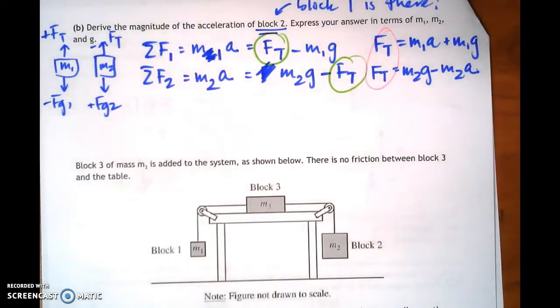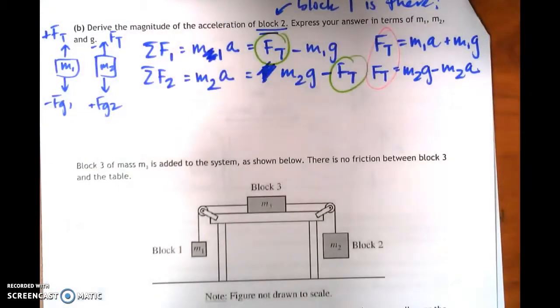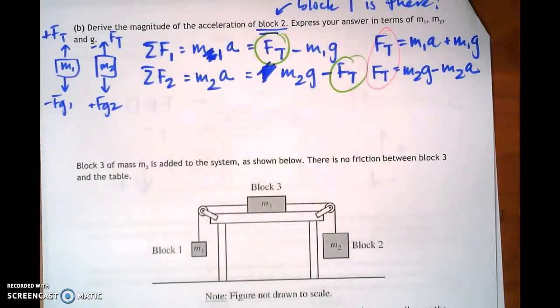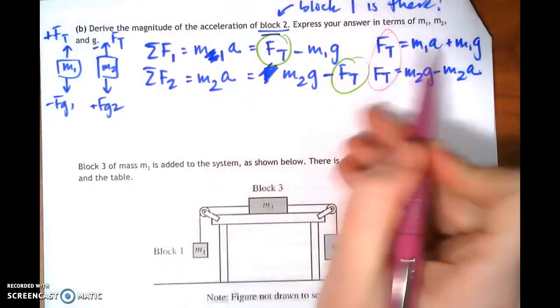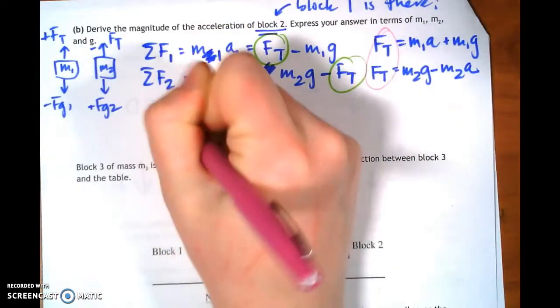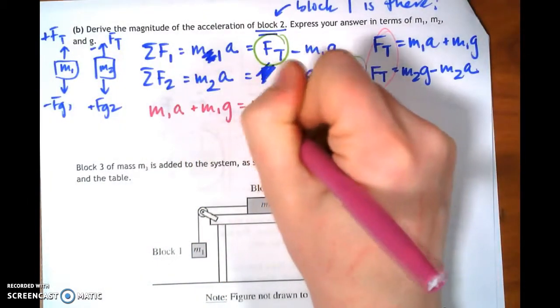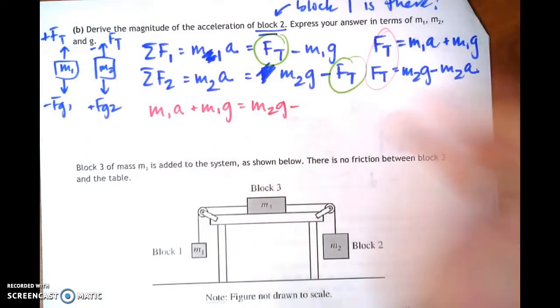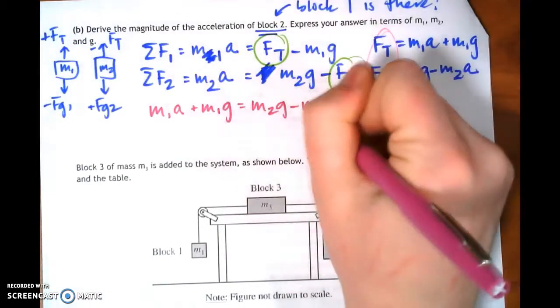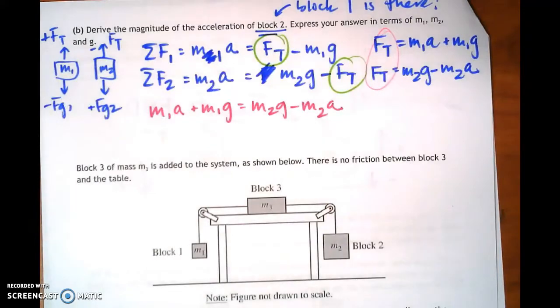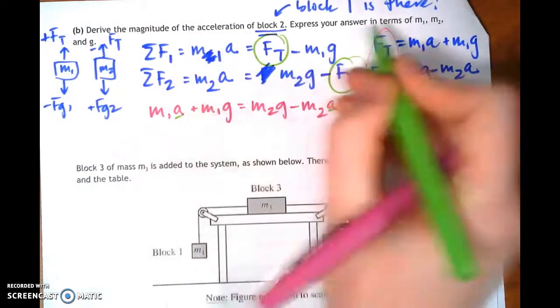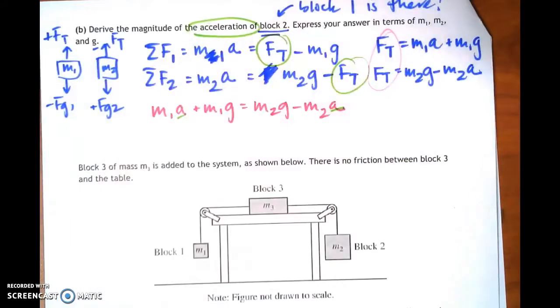So I'm going to set them equal to one another. I'm going to change colors too, just so it's a little easier to see that I've switched to the next step of this problem. So I'm going to set these two things equal. Mass 1 times acceleration plus mass 1 times gravity is equal to mass 2 times gravity minus mass 2 times acceleration. I'm trying to solve for the acceleration of the system, right, for block 2. Well, the acceleration for block 2 is the same as block 1. That's why I'm allowed to do this.